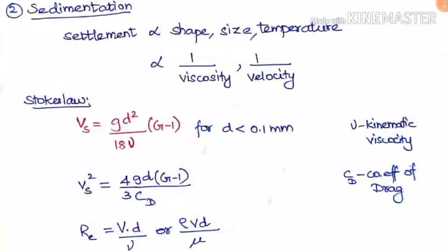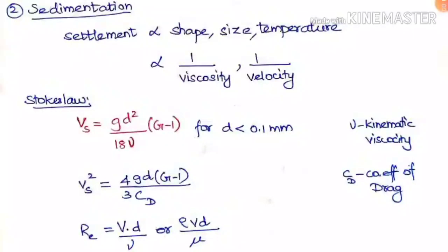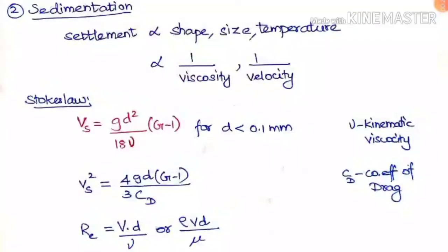The next is sedimentation. Here the settlement of the particles present in the water depends on various parameters, so we will see that first. The shape of the particle, size and the temperature of the water: if these three are larger, the settlement will be quick. But the viscosity and velocity should be lower for the settlement to happen. So these both are inversely proportional to the settlement.